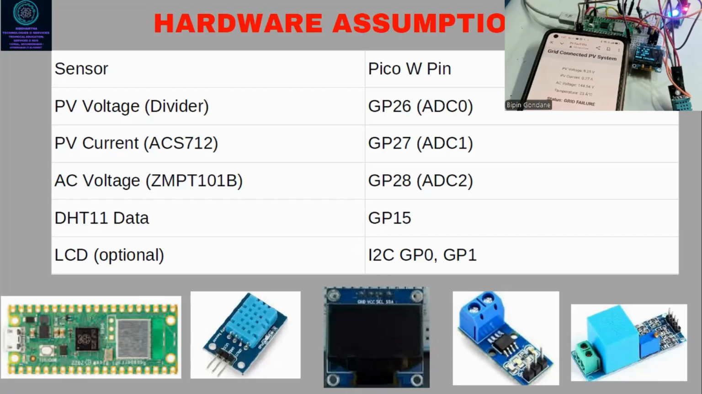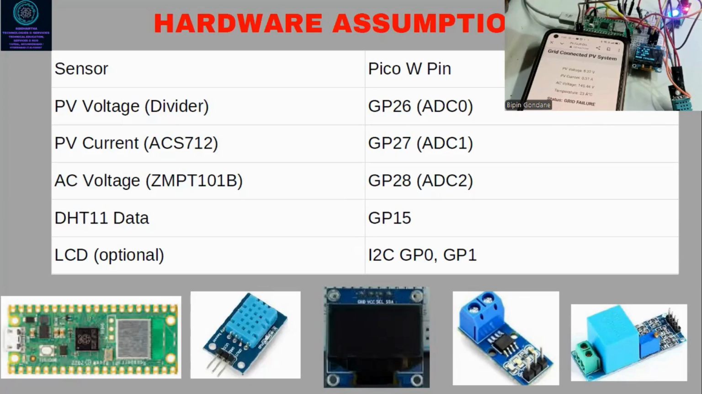AC voltage, please remember, is the voltage which is coming from the grid. There you also have to isolate it and connect it properly. But for the time being, I have connected it here and have not changed the specification. This is just a lab project, so I have not actually used AC. That is connected to GPIO 28.